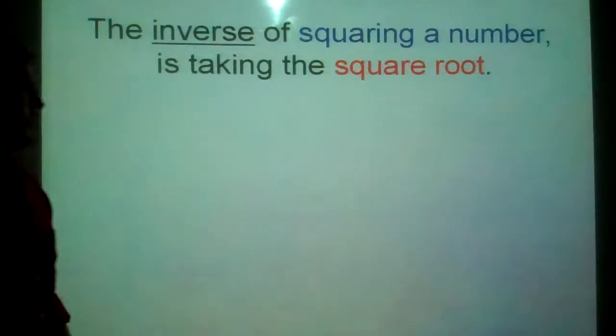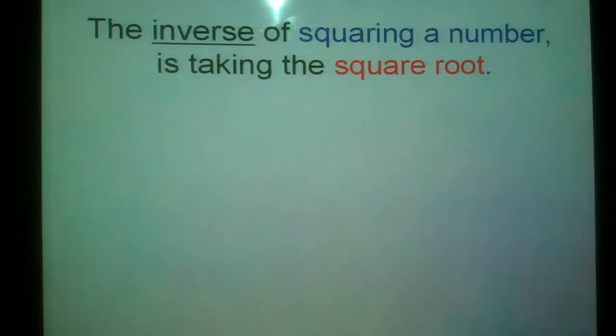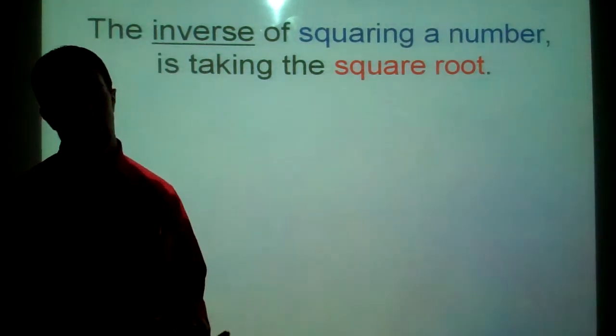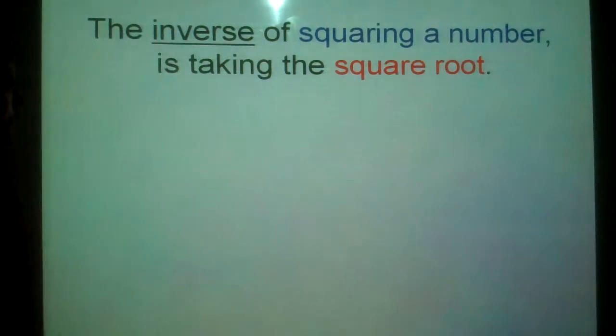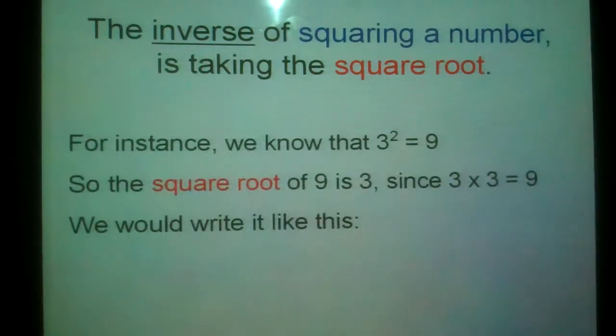And a very brief introduction to square roots. We've been talking, adding and subtracting, they are inverses. Multiplying, dividing, they are inverses. While squaring a number and taking the square root of a number, they are inverses. So very briefly here, for instance, we know that 3 squared equals 9. 3 times 3 is 9. So the square root of 9 is 3. It's kind of going backwards. The square root of 9 is 3, since 3 times 3 equals 9. And we would write that like this. Square root of 9 equals 3.